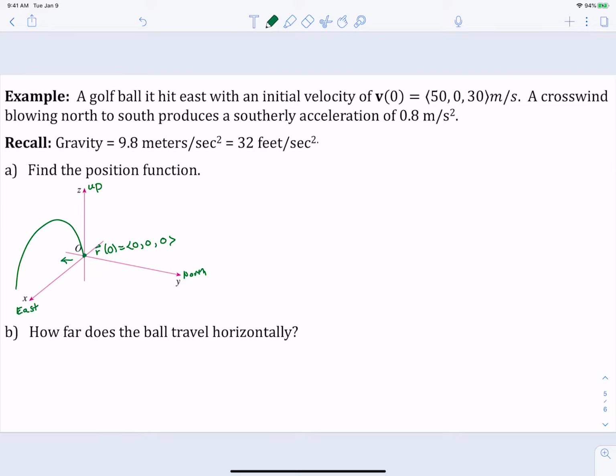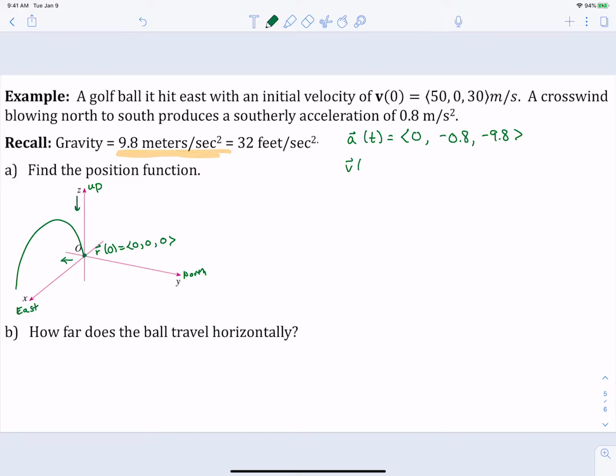So with this, since now we're in meters, the gravity that we're going to use is 9.8 meters per second. And in our acceleration function, there's still going to be no acceleration to the east, but from the north, we're getting pushed to the south, in that negative direction. So that's going to be negative 0.8. And then we've got gravity, which is a downward force, so it's going to be negative 9.8. So there's our acceleration function.